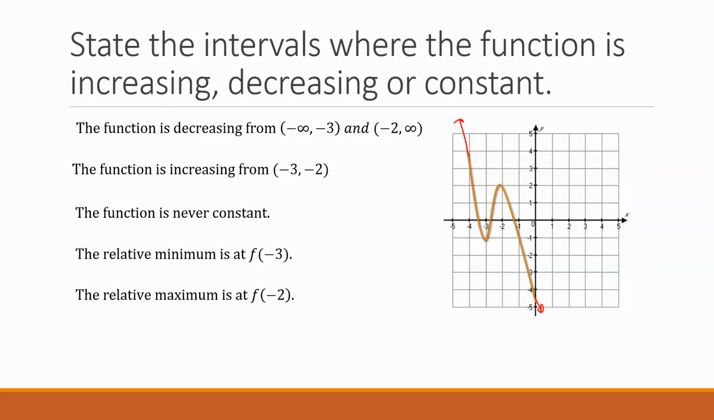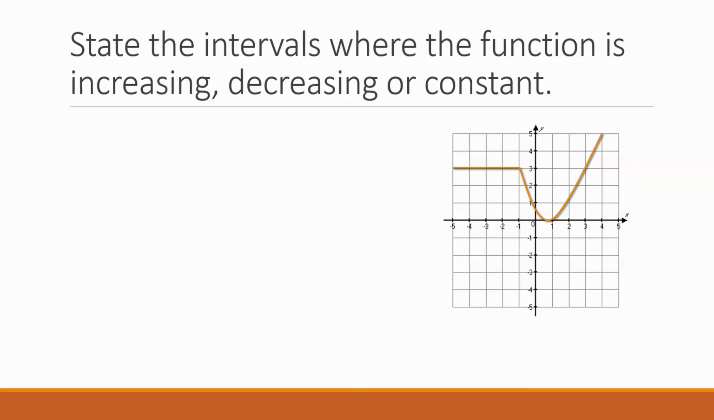Okay, let's look at another graph. Okay, so we have this graph here running along this line of y equals 3, and then we drop down and then we pick back up. So we have a constant area there. Then we have a decrease, and then we have an increase.